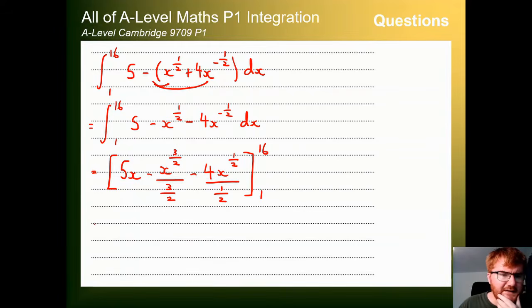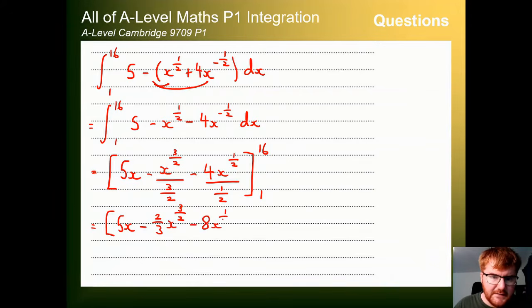Let's do a little bit of tidying up here before we continue. So we have 5x, again dividing by 3/2, we can just bring it to the top and flip, so we have 2/3. Hopefully getting used to this technique as we are going through. 4 divided by a half is 8, so we get minus 8x to the power of a half between 16 and 1.